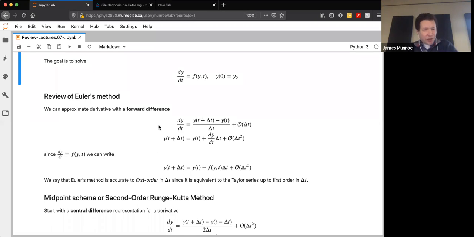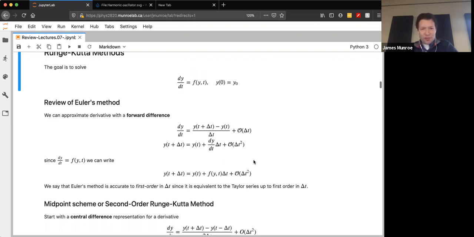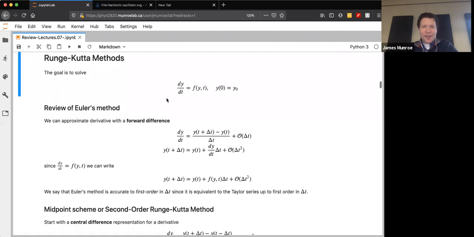This was basically the question that we had on test number 2. I wanted you to start with this expression and come up with this thing and tell me that it was first order accurate because it's equivalent to Taylor series. So draw a box around this. This is what we did on test number 2.